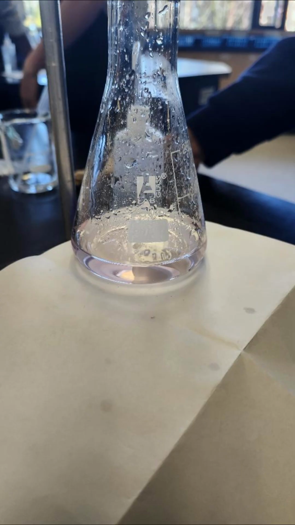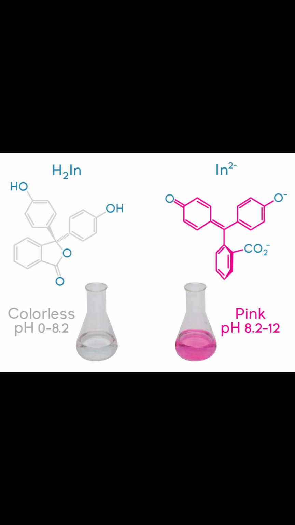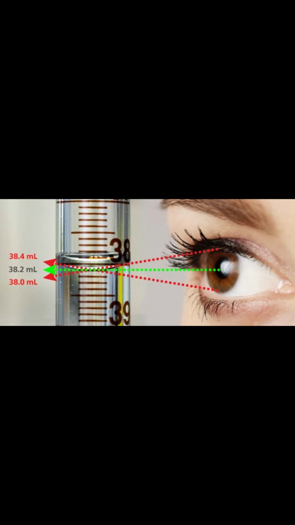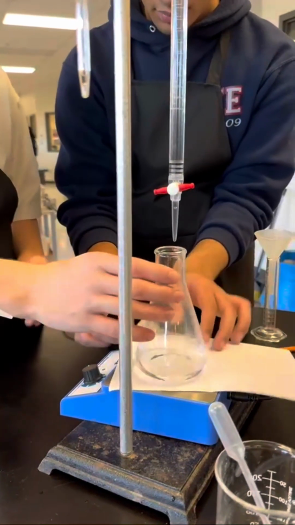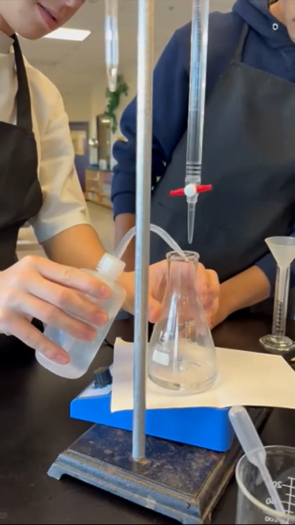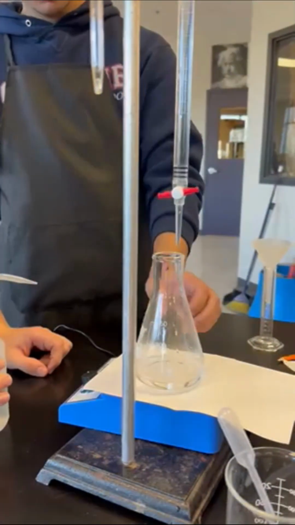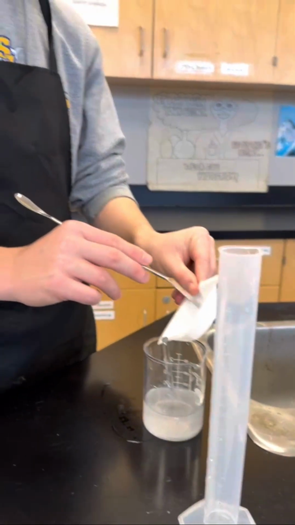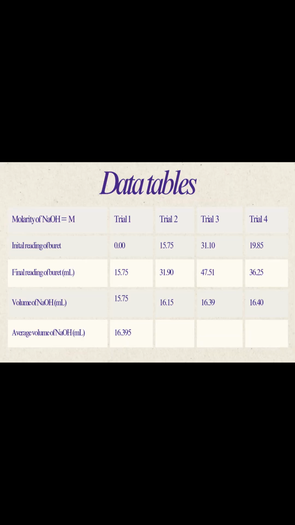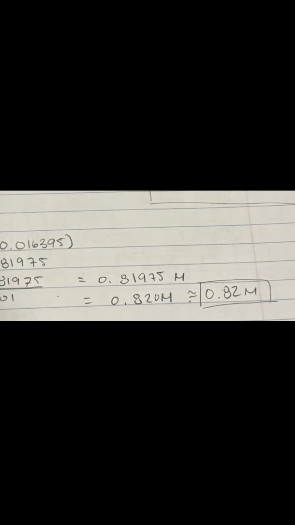However, several possible sources of error may have influenced the outcome. These include reading the burette slightly above or below eye level, difficulty judging the exact moment the pink color persisted, small droplets of NaOH remaining on the walls of the burette, or inaccuracies in preparing the NaOH solution. Any of these may affect the recorded volume and lead to slight deviations in molarity.